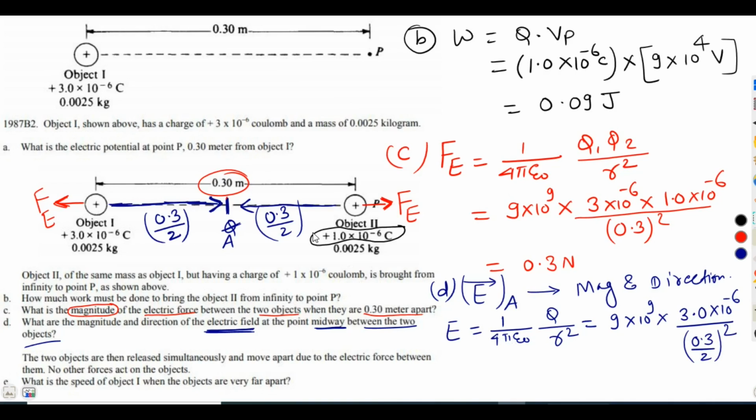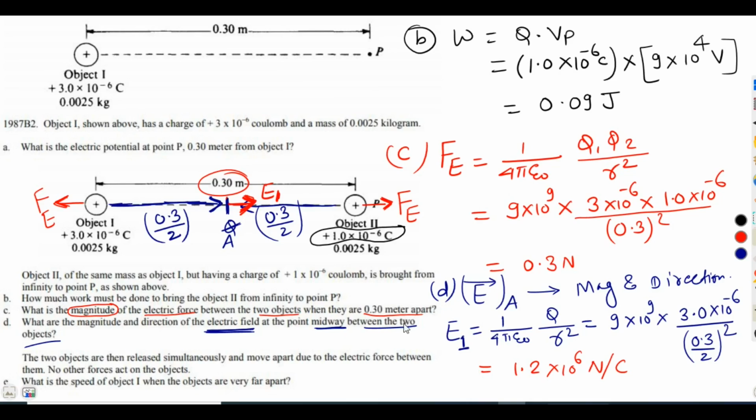Let us suppose this is E1. This is the electric field due to object 1, and its direction will be what? Since this is a positive charge, E1 will be in this direction. Please note the direction of electric field 1 will be in this direction, right? After solving this, we will get the value 1.2 into 10 raised to power 6 Newton per Coulomb, and this will be towards the right side.